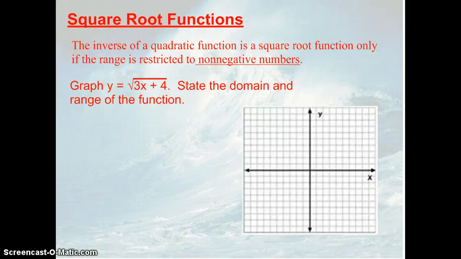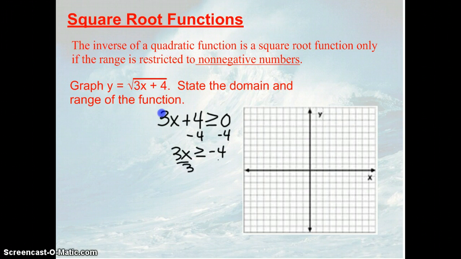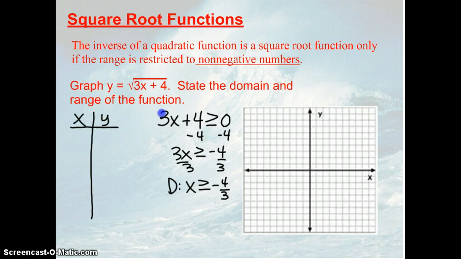We said that underneath the square root couldn't be negative, so we know that 3x plus 4 has to be greater than or equal to 0. Solve for x by subtracting 4, 3x greater than or equal to negative 4, divided by 3. So x has to be greater than or equal to negative 4/3. That's our domain. The next step is to make an xy table. The very first number at the top of your x column is going to be that negative 4/3.